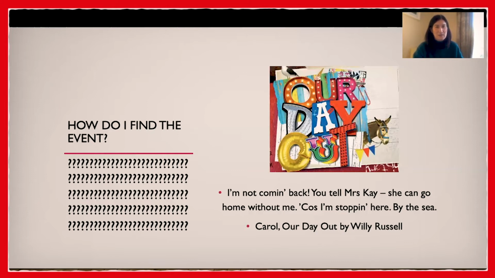Now, I want you to start asking some questions here. We need to find the event. So on the surface, "I'm not coming back," I guess we could say that Carol is saying she's not coming back. To where? Where's she not coming back to? We've got to start working this out in order to understand what the event is. On the surface, the character tells the other character that they're not going back. That's pretty obvious. That's just the soil. Where's the gem in this? How do we find the thing that is covered up, the thing that keeps us all on the edge of our seats?